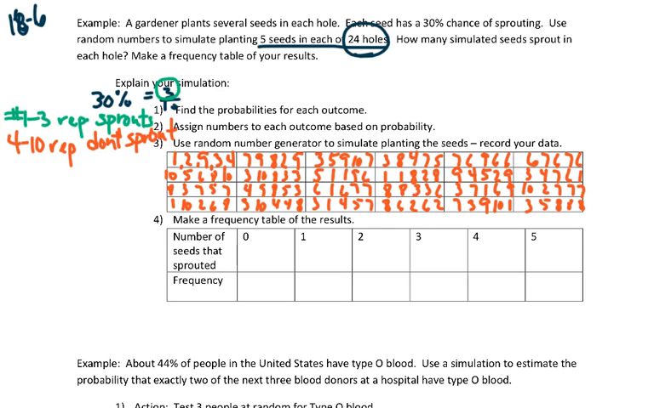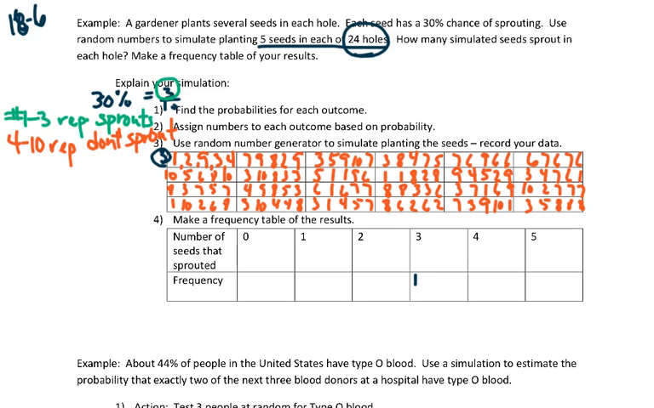Okay, so that took quite a while. Now that I have all my numbers involved, I'm going to take a look at how many sprouted in each hole and make a frequency table. So you can see the frequency table in step 4 there. So I'm going to see how many seeds sprouted in each hole. So if you look at the first hole, I have 1, 2, 9, 3, and 4. 1, 2, and 3, sorry about that, 1, 2, and 3 sprouted. So that had 3 seeds. So I put a little tick mark.